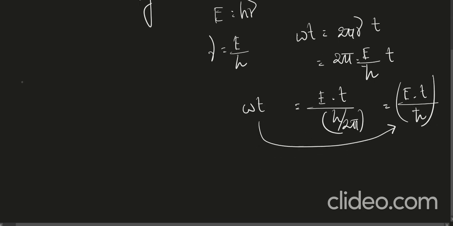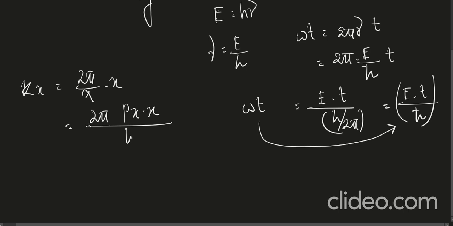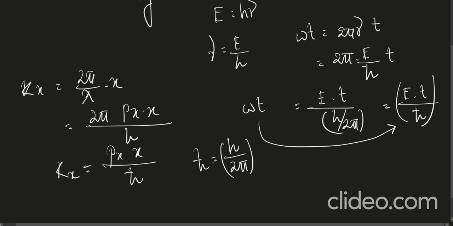Now we discuss kx. What is k? k is basically 2 pi by lambda into x. In the lambda we put h by px, because from the de Broglie relationship, lambda equals h by p. So this is px into x, with h by 2 pi, that is also h cut. So this is the term kx, where h cut equals h by 2 pi.